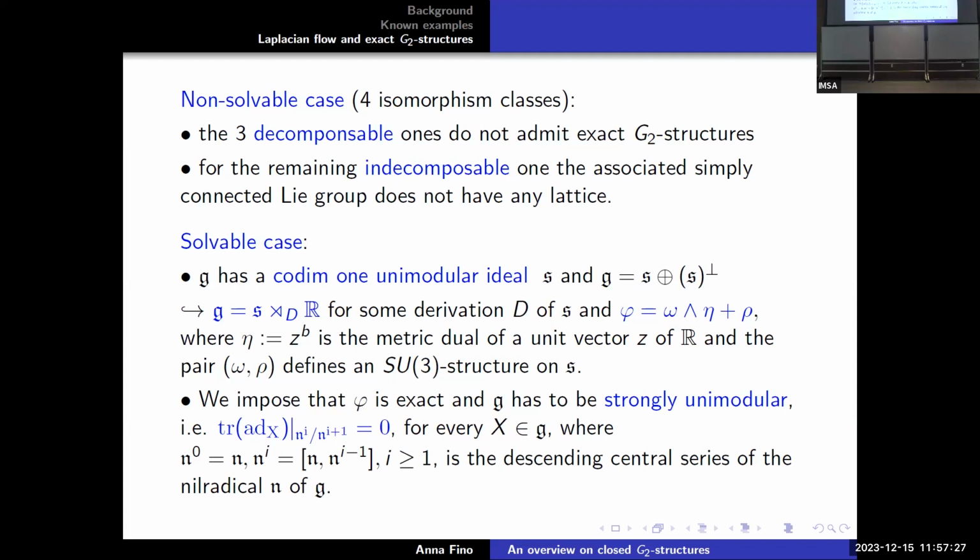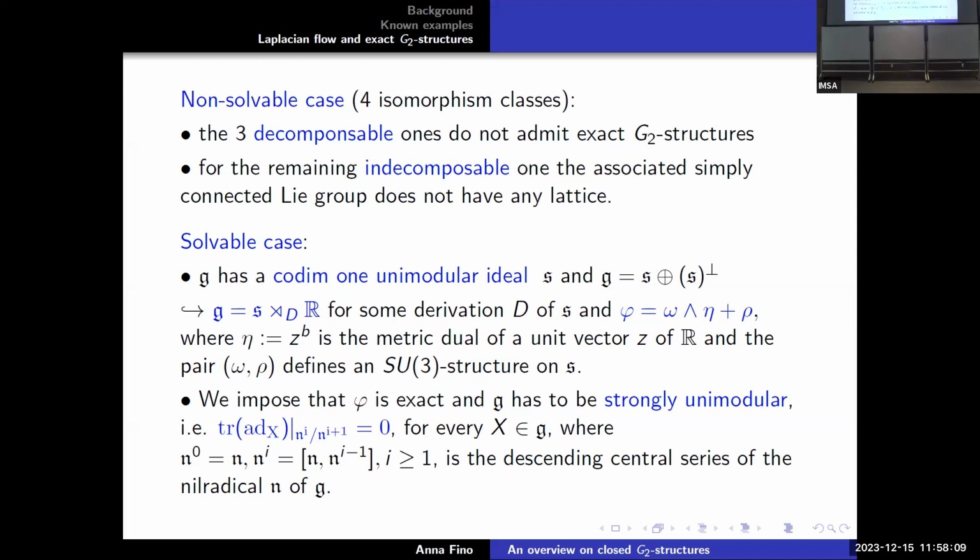We distinguish this into the non-solvable case and the solvable case. In the non-solvable case, this case is quite tricky. You have four isomorphism classes. For three, one doesn't have any exact Hitchin structure. And for the other one, we show algebraically that the corresponding group cannot have any lattice. So that's the way we show it.